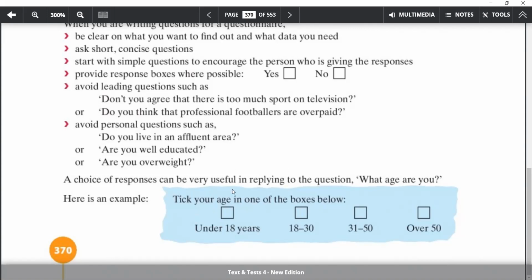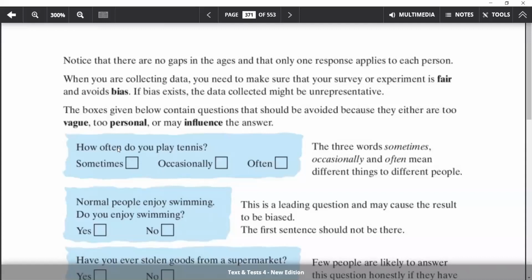So this one here is a nice example, actually. The what age are you question, just which category do you fall into, people might feel more comfortable answering. And it's also easier to analyze. Okay, if you get data that's too specific, it can sometimes actually cause you trouble when you go to analyze it later on. Okay, responses like this one: how often do you play tennis?